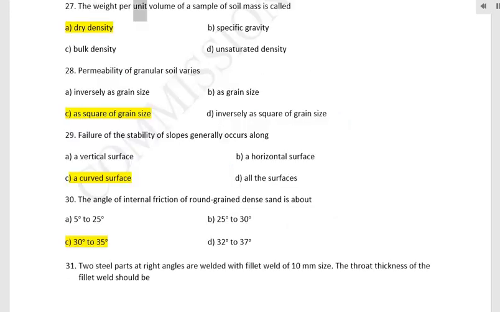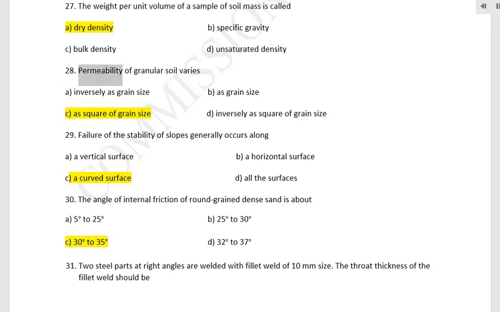27. The weight per unit volume of a sample of soil mass is called: A. Dry density. B. Specific gravity. C. Bulk density. D. Unsaturated density.